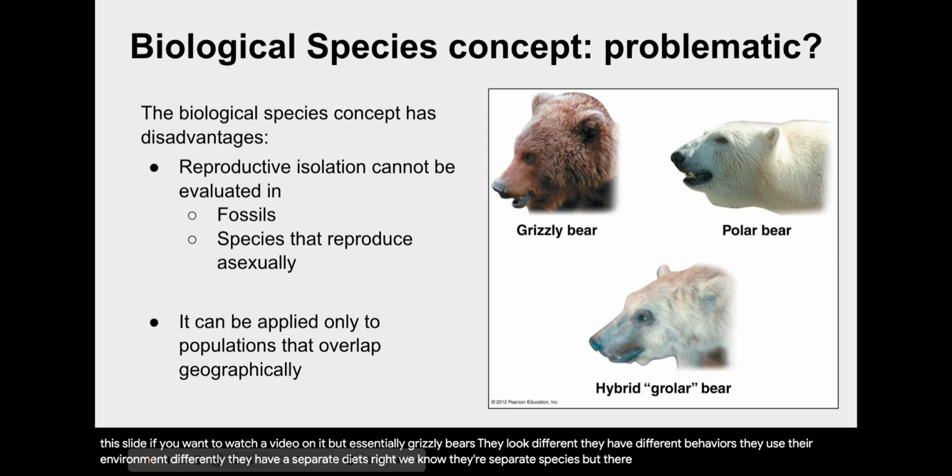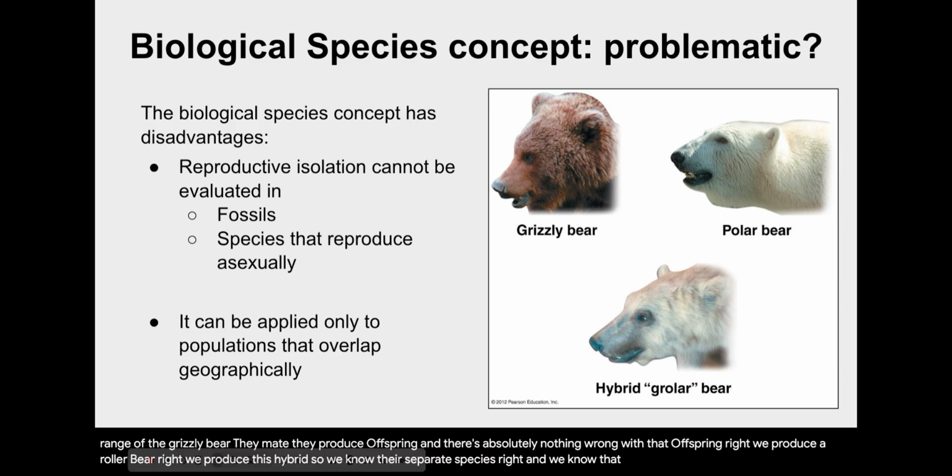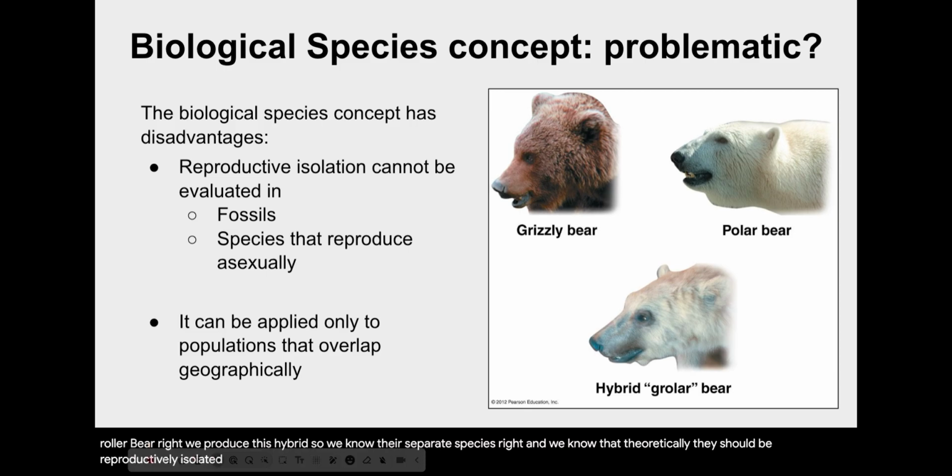But there are instances where the northernmost range of the grizzly bear and the southernmost range of the polar bear overlap. They mate, they produce offspring, and there's absolutely nothing wrong with that offspring. We produce a growler bear. We produce this hybrid. So we know they're separate species, and we know that theoretically they should be reproductively isolated if we were to follow the biological species concept, but this just isn't the case. So again, this is an issue where we have to figure out what is most appropriate for the organism or the species that we are looking at.